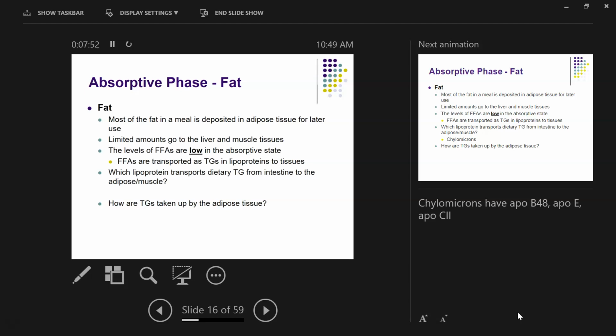Chylomicron, right, is a main lipoprotein that is synthesized by the intestine and transports the triglyceride from the diet to the adipose tissue. And how are triglycerides taken up by the adipose tissue? How does adipose tissue take up triglyceride in the circulation, basically in the chylomicron and VLDL?